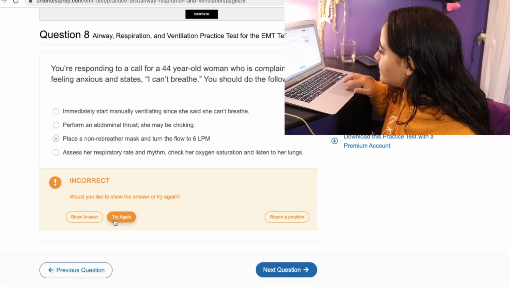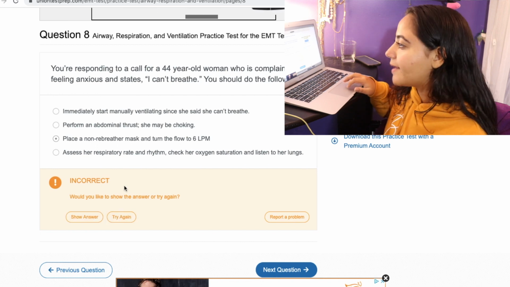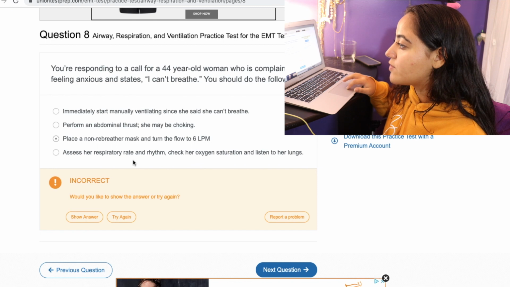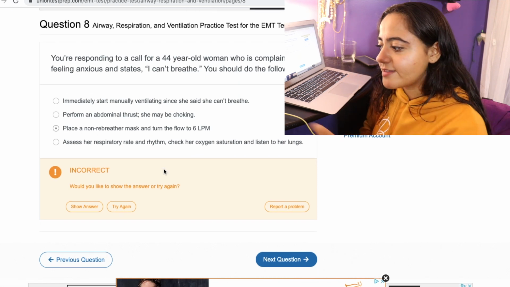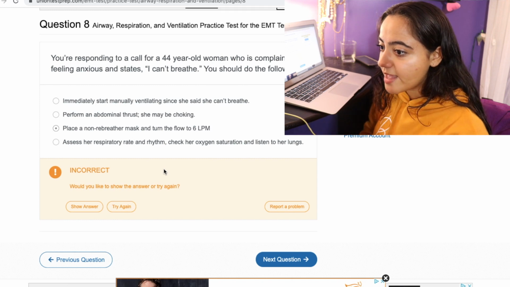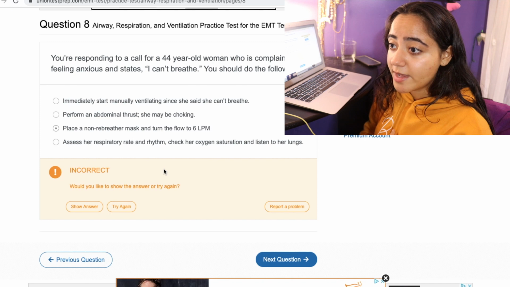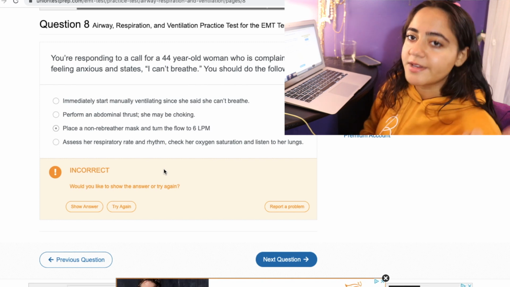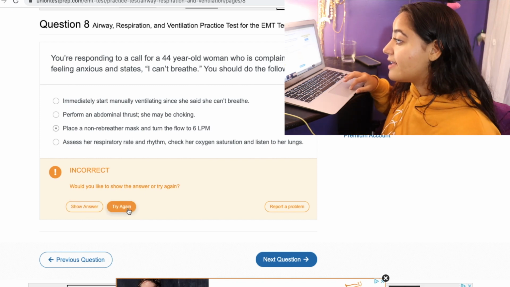Incorrect. What? So I'm honestly thinking that it's gonna be assess her respiratory rate and rhythm, check the oxygen saturation. Okay, that makes sense now. You gotta go through BSI, make sure the scene is safe, and then do your ABCs, which is airway, check if the airway's patent, B, breathing, quality, and after that you put on oxygen. See, I forgot. It's been so long. So now I understand why. I think it's the next one.